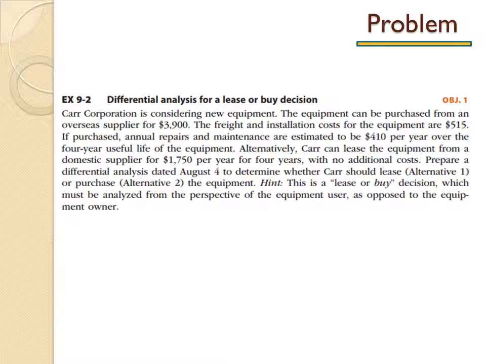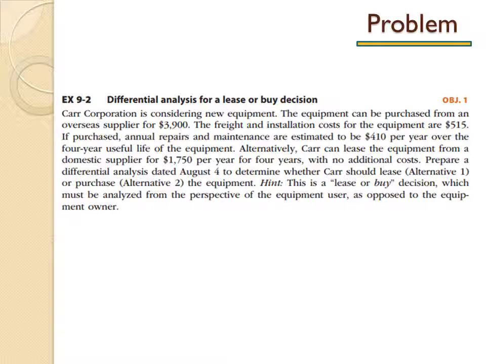Car Corporation is considering new equipment. The equipment can be purchased from an overseas supplier for $3,900. The freight and installation costs for the equipment are $515. If purchased, annual repairs and maintenance are estimated to be $410 per year over the 4-year useful life of the equipment. Alternatively, CAR can lease the equipment from a domestic supplier for $1,750 per year for 4 years with no additional cost.